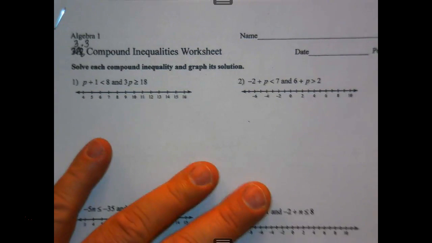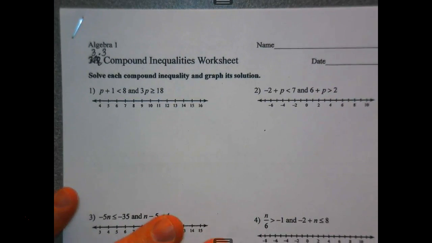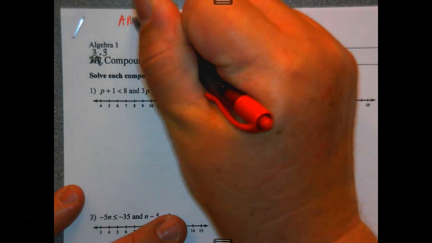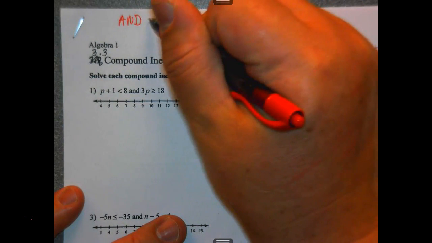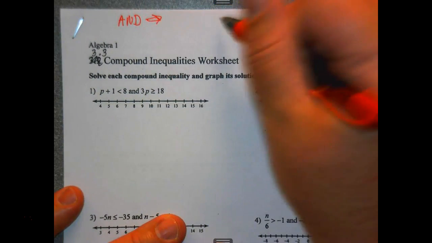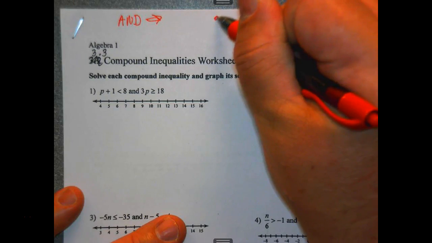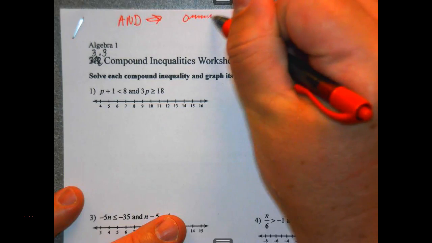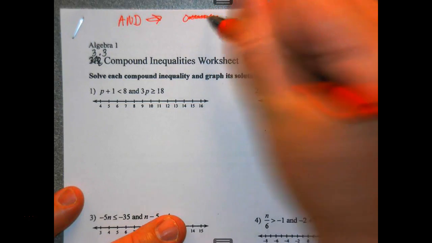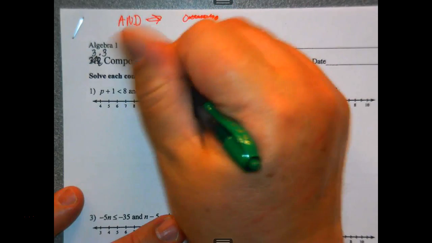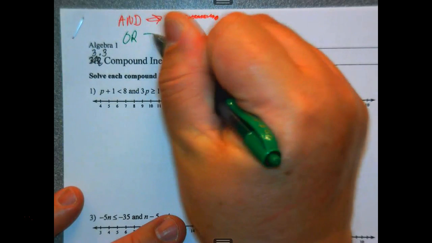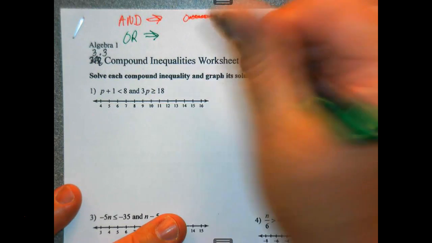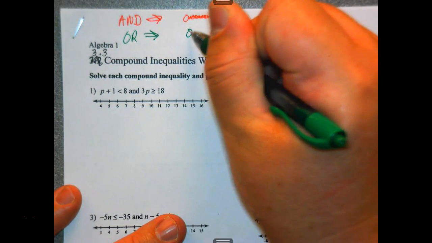And again, it follows kind of the same concept, where with ands, the graphs are going to look like either open or closed circles, and you're going to shade in between, right? And the ors, either open or closed circles depending on the inequality sign, are going to go opposite ways.